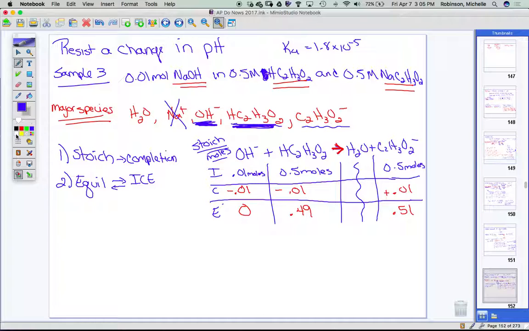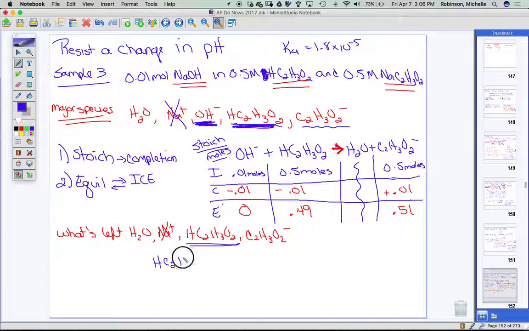So now what's left in our solution? All right, we still have water. Do we have any more hydroxides? No. We still have Na pluses. Do we care about them? No. But we don't have any more hydroxides, right? They're gone. And we have HC2H3O2 and we have C2H3O2 minus. What's now dictating the pH? Yeah, this thing, right? So now I have to write the equilibrium with that acid.